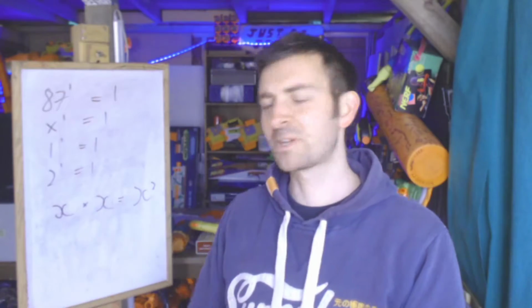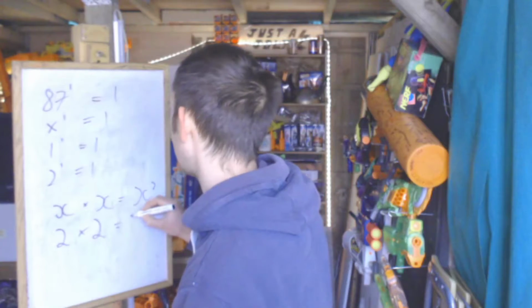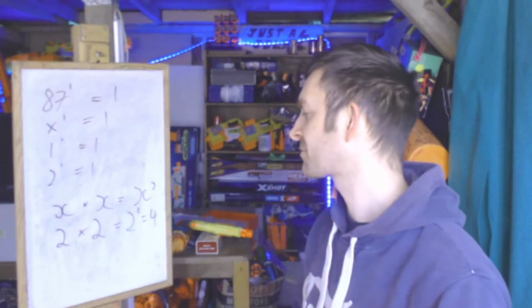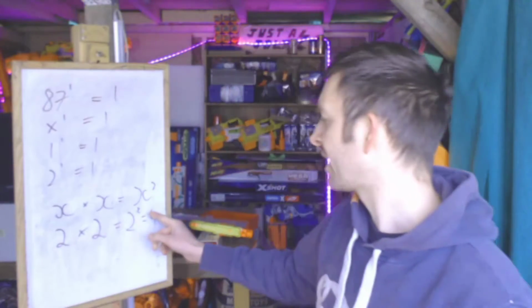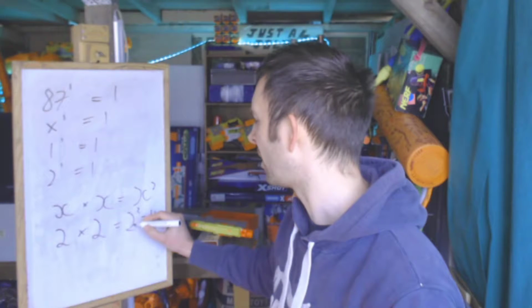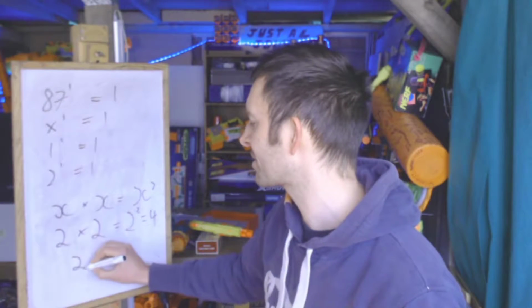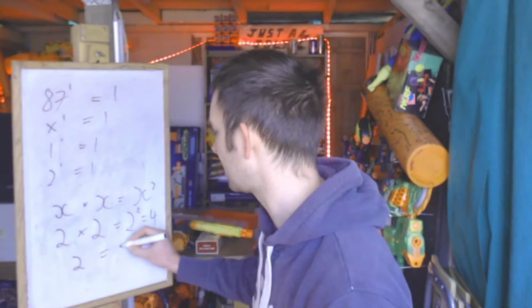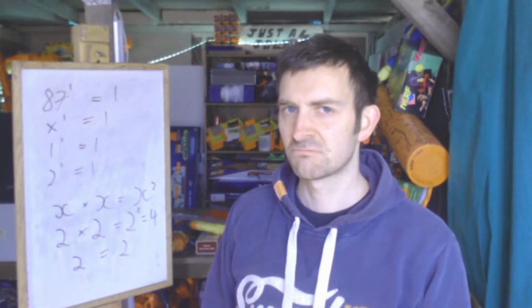Now let's take a number that we can actually evaluate. How about 2 times 2? That equals 2 squared, which is 4, because 2 times 2 equals 4. What happens if you take that same 2 and do it to the power of 1? The power of 1 just means 2 by itself, which equals 2.